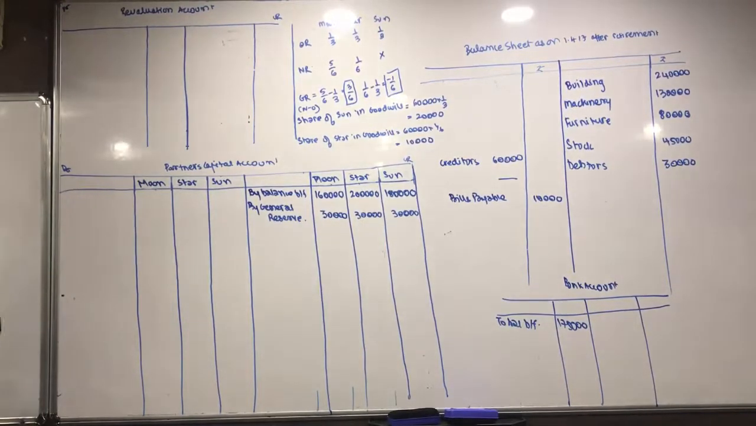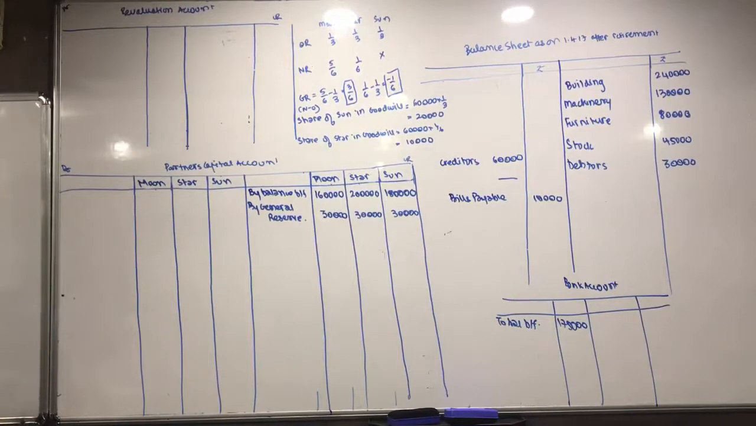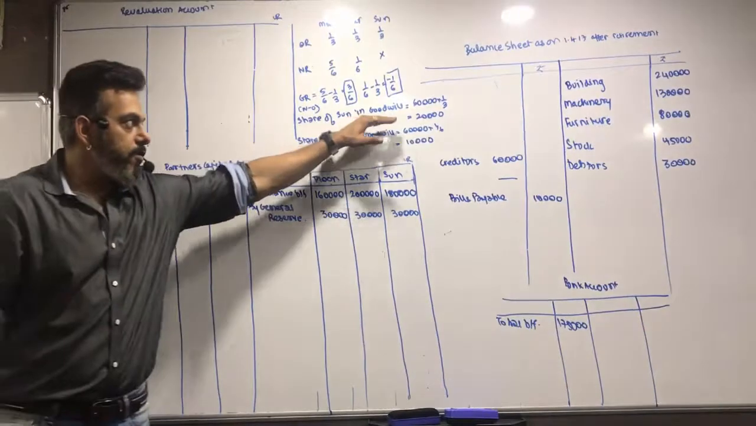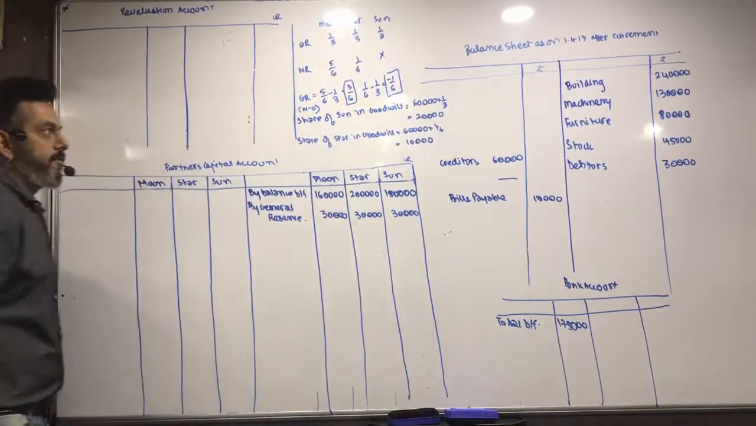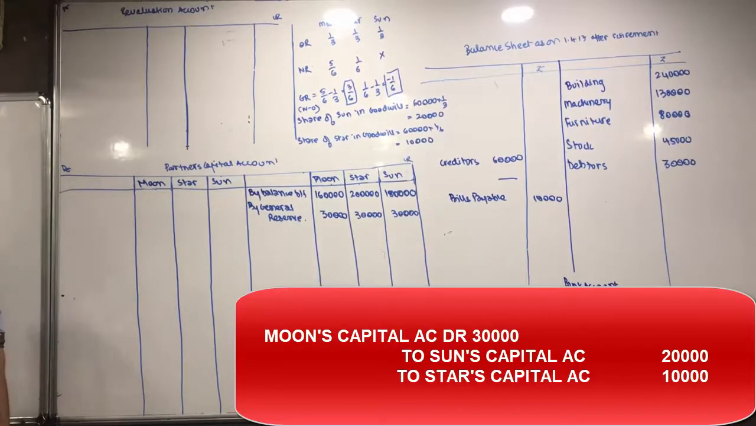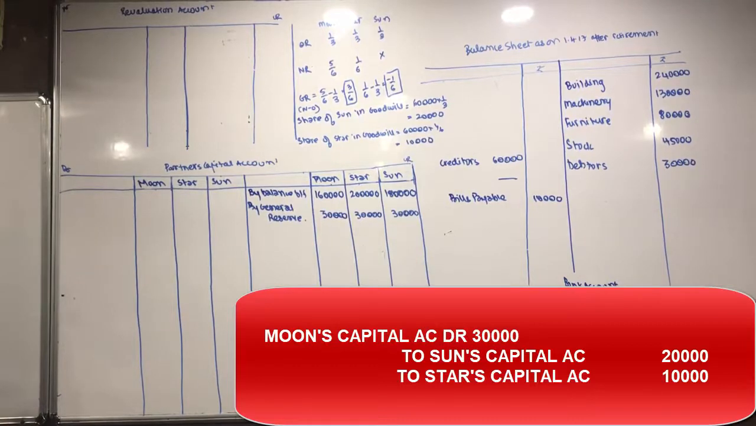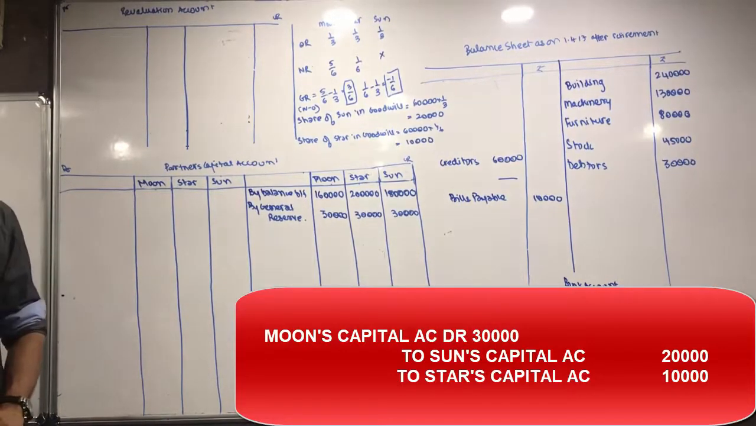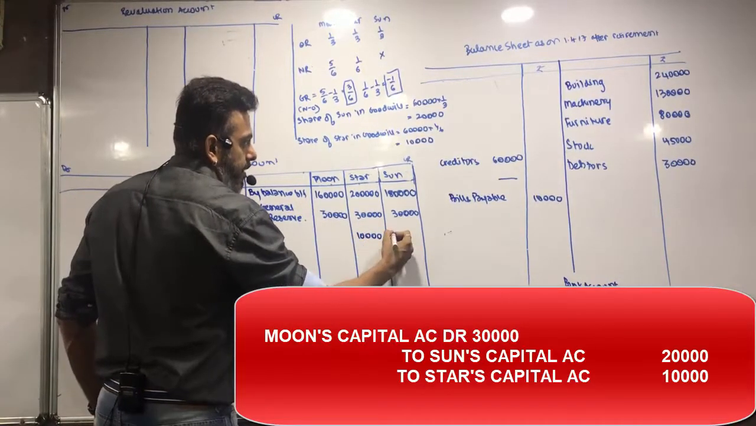Write the journal entry first and then do the posting, please. Otherwise debit and credit get mixed up and everything will go wrong. Now the retiring partner will be given his share in goodwill, so we have to credit Sun. Debit who? Debit the partner who is gaining. Who is gaining? Moon. Moon's capital account debit 30,000. To Sun's capital account credit 20,000, and to Star's capital account credit 10,000. So Star will be credited by 10,000, Sun will be credited by 20,000.